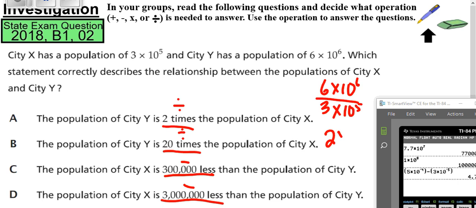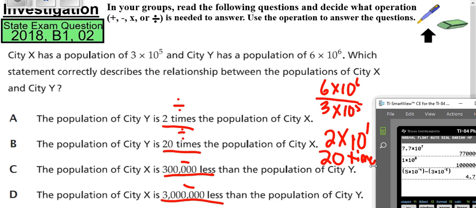Oh, I see where they get the 2 times. 10 to the 6th divided by 10 to the 5th, that is 10 to the 1st. But remember, 2 times 10 is 20. So we got lucky. B is your answer.